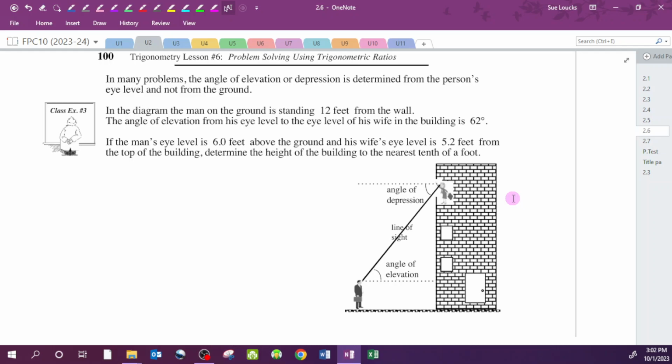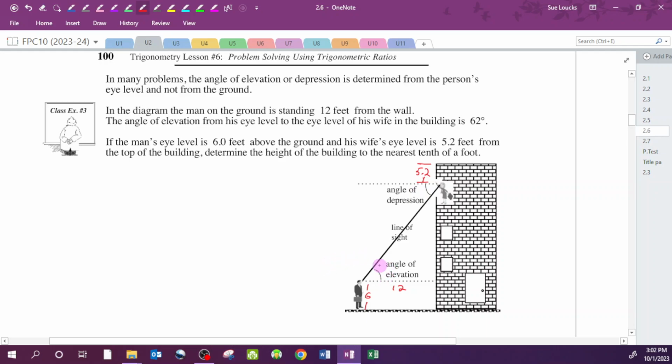In the diagram, the man is standing on the ground. He's 12 feet from the wall. So this is 12. And his eye level, that's the angle of elevation. His eye is 6 feet above the ground. That's that distance. And his wife's eye level is 5.2 feet from the top of the building. So this distance here is 5.2 feet down to there.